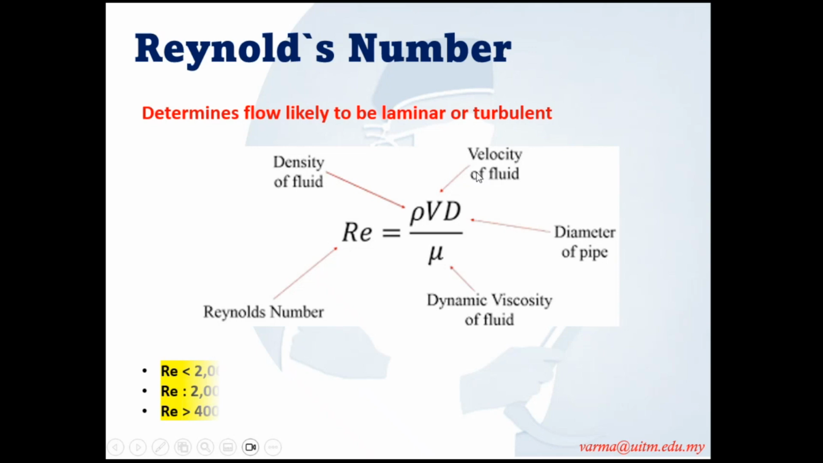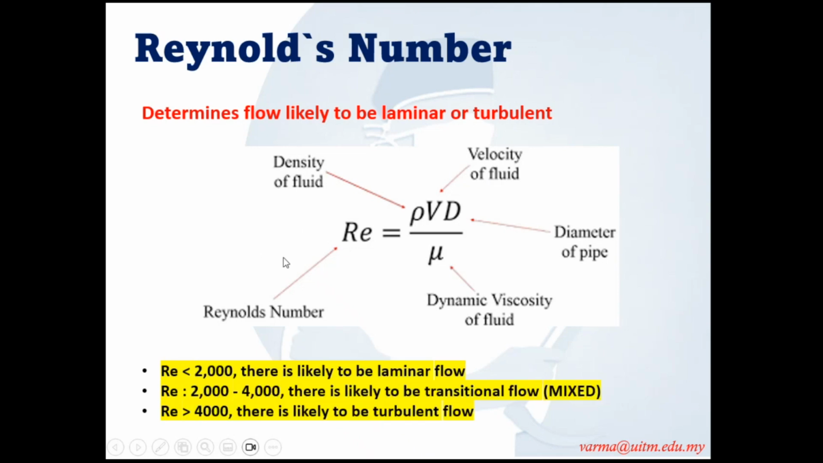So when you calculate, if you put in this and you get a number, if it's less than 2000, they say it's likely to be laminar flow. And if it's more than 4000, there is likely to be turbulent flow. Anything in between, they call it a transitional flow, which is a mix of laminar and turbulent. So the numbers to remember, 2000 and 4000, can come out in MCQ.